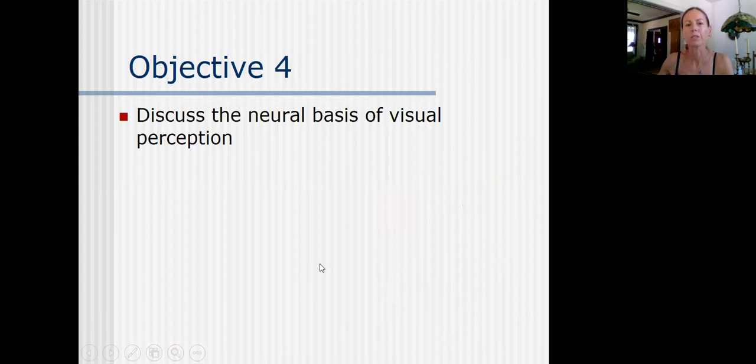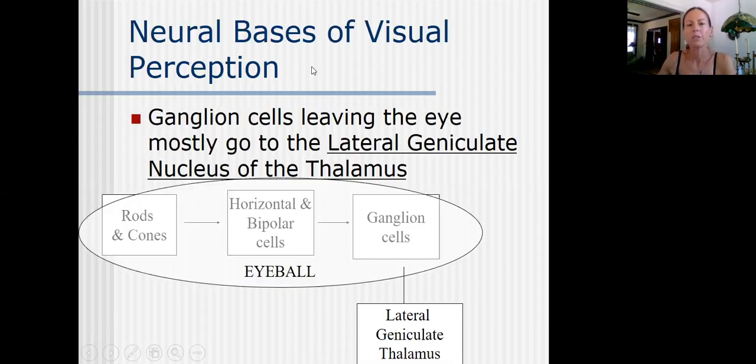Okay, we're going to talk a little bit about the neural basis of visual perception next, and I just want to go through the structure getting into the brain, and then we'll continue on objective 4 next time. In the neural basis of visual perception, remember, the rods and cones are connected to the bipolar cells, which are connected to the ganglion cells. That's all happening in the eyeball.